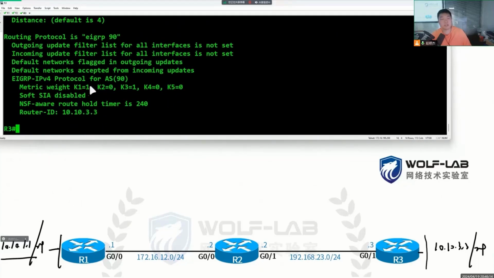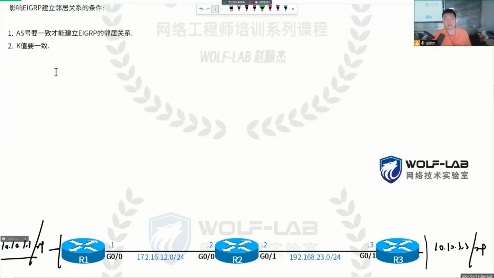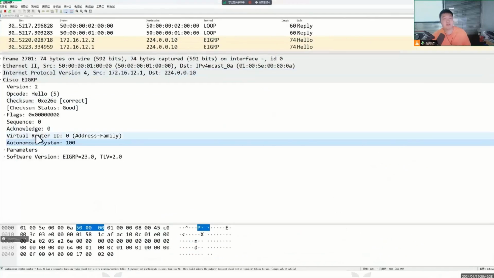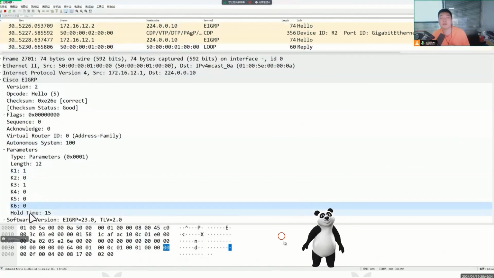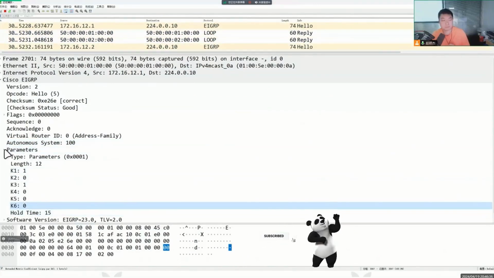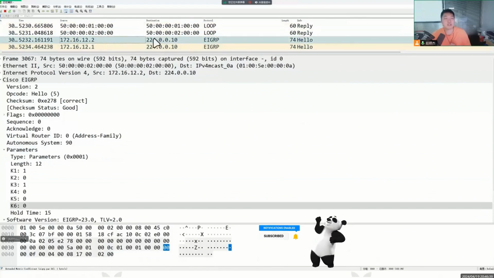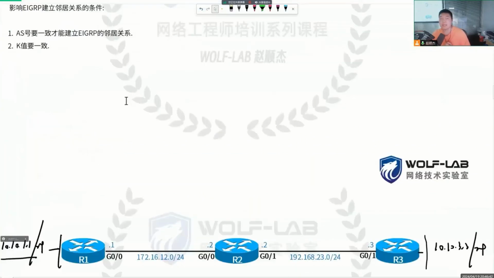Let's first understand K values. K values must be exactly the same for us to establish an EIGRP neighbor relationship. So on R2 and R3, show ip protocol. Let's see what IPv4 protocols are running on our router. Our K values are 10, 10, 0 on both. If they are the same, we can form an EIGRP neighbor relationship. In our hello packet the K values are also sent out, but let's keep K6 a secret for now. We'll think about what K6 is used for later.